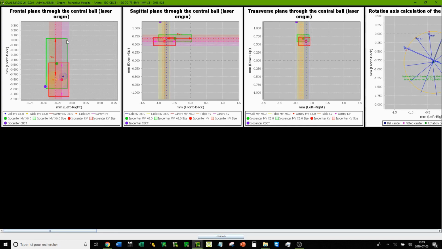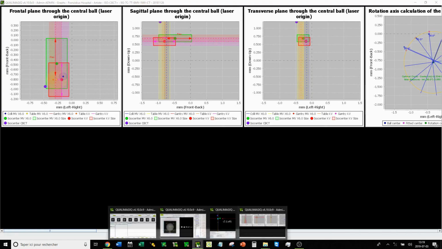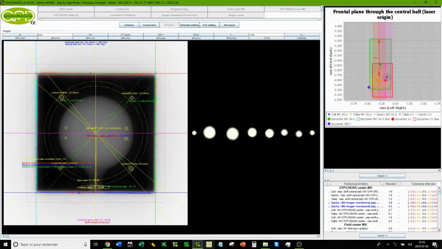This enables us to see that in fact the box encasing the isocenter, in other words the size of the isocenter, is strongly influenced by the flex, which has a tendency to pull the isocenter towards the head. The results here are rather different from the previous results.